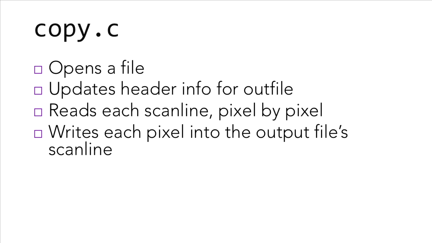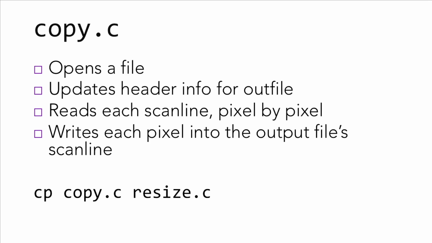Okay, so this is going to be a little bit more complicated than whodunit, but what's similar is that copy.c will again prove very useful. Remember that copy.c opens a file, updates the header information for the out file, then reads into the scanline pixel by pixel, writing every pixel into the output file scanline. So again, your first step might probably be to cp copy.c resize.c into your pset5 directory. Remember though, before you copy it, to make sure that you understand copy.c very thoroughly.